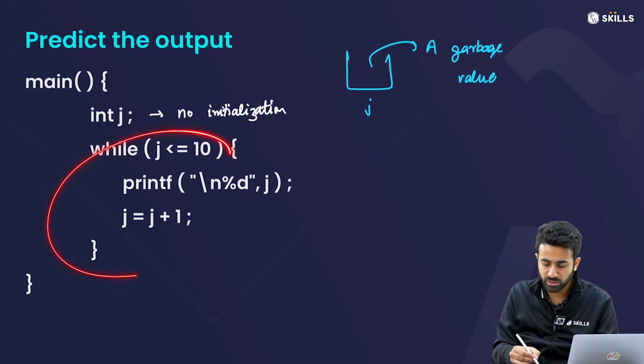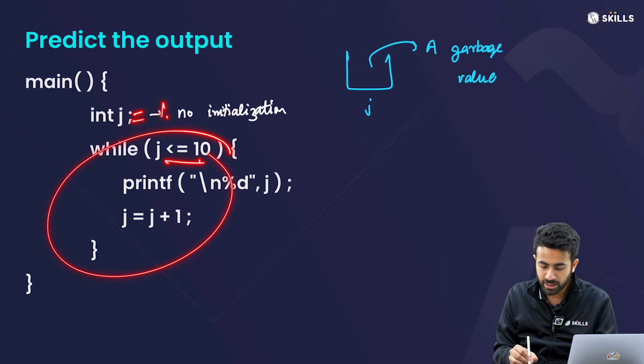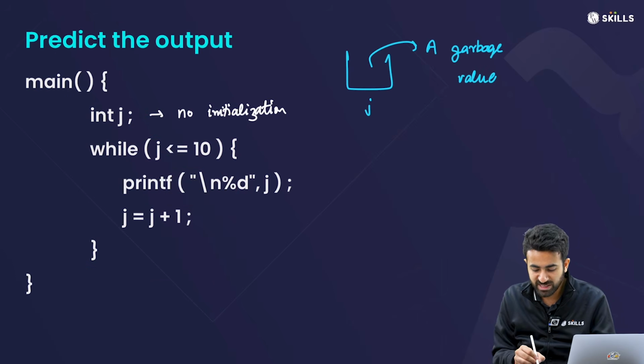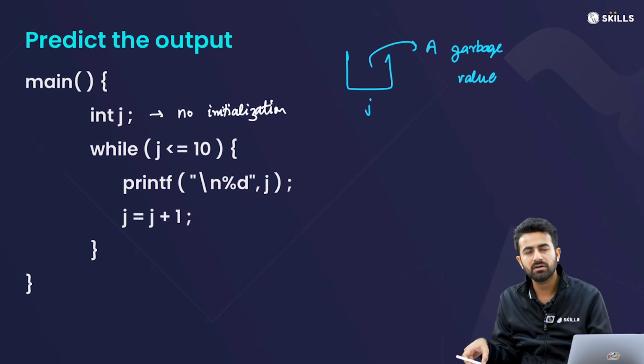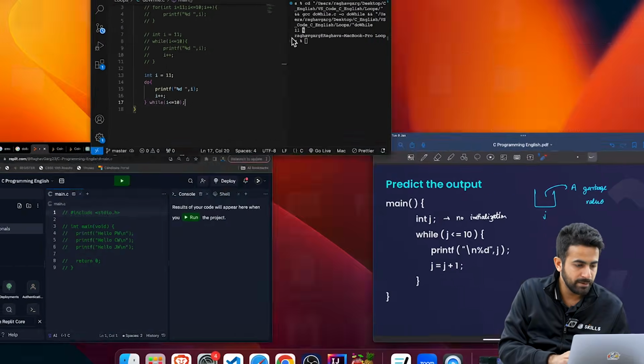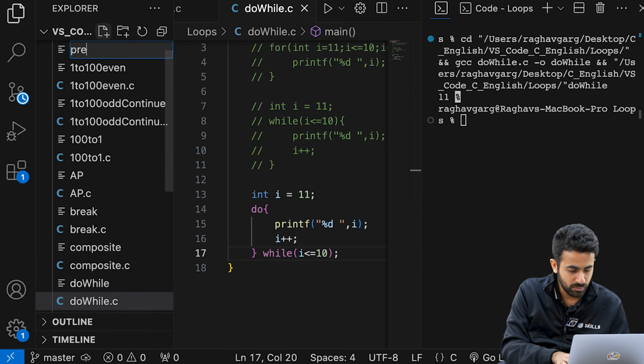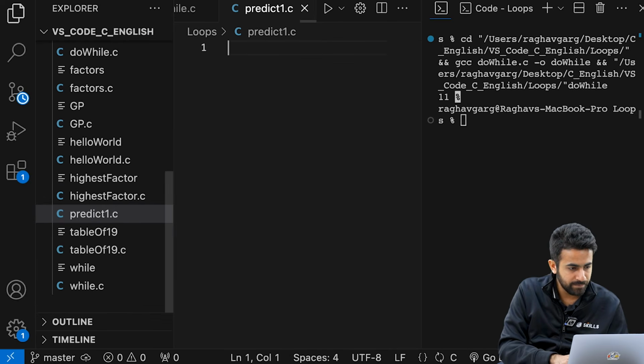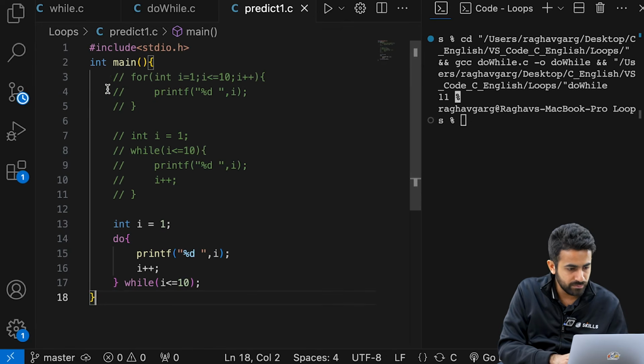And of course, if it was j is equal to 1, then 1 to 10 would have been printed. J is equal to j plus 1 means j plus plus. And instead of i, I am using j. That's it. But this code won't run. Let's do predict1.c.